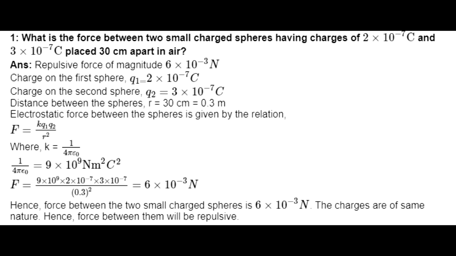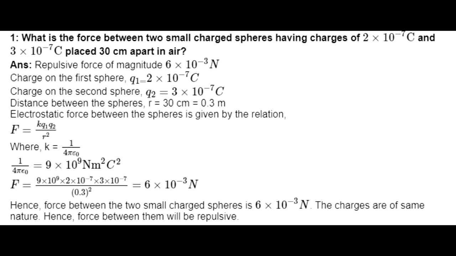To solve this, we will apply Coulomb's law. F is equal to K Q1 Q2 by R squared. As the charges are in air, the value of K is 9 × 10^9. The unit is Newton meter squared per Coulomb squared.